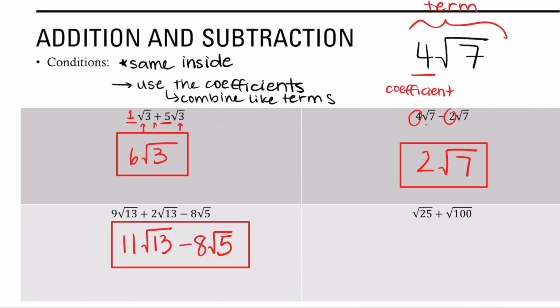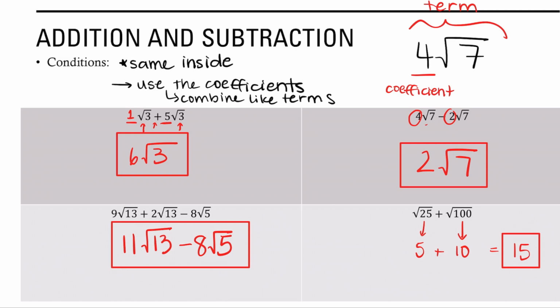Because now I'm looking at this and I'm like, oh, initially I can't combine them, but wait, the square root of 25 is just 5 and the square root of 100 is just 10, and I totally can do 5 plus 10. That's just 15. And so I was able to combine them. I was able to make them into like terms because I could recognize that I could simplify it. The other ones I couldn't simplify.